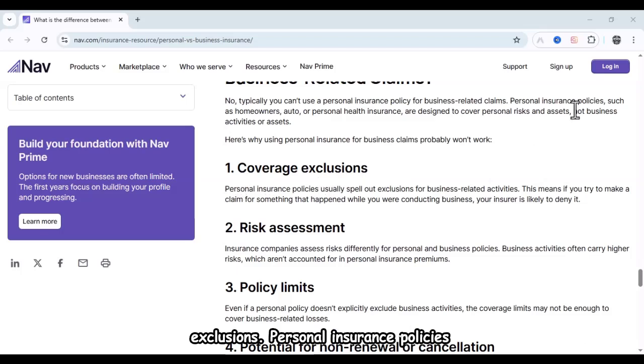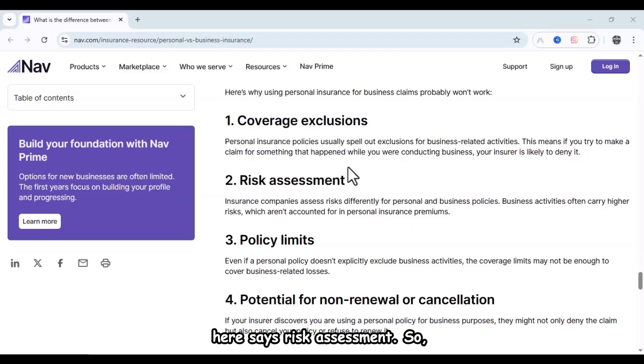Personal insurance policies usually spell out exclusions for business related activities. This means if you try to make a claim for something that happened while you were conducting business, your insurer is likely to deny it. The second one here says risk assessment. Insurance companies assess risk differently for personal and business policies. Business activities often carry higher risk which isn't accounted for in personal insurance premiums.